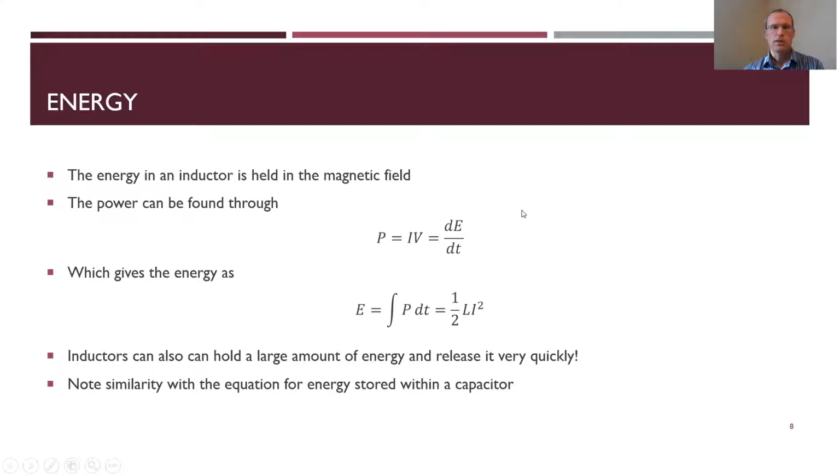So as I mentioned, energy is held in the magnetic field for an inductor. You can find the power the same way, so current times voltage, same thing as change in energy over change in time, which you can integrate to get the energy. Integrate the power with respect to time, and get 1/2 L i squared. Very similar to the equation for the capacitor, so 1/2 C V squared.